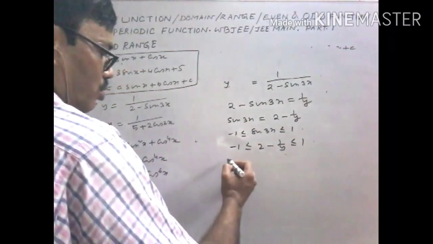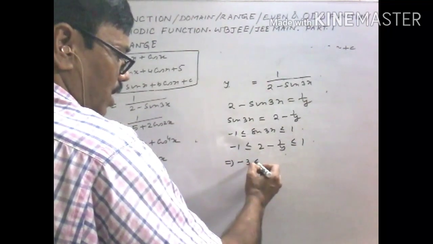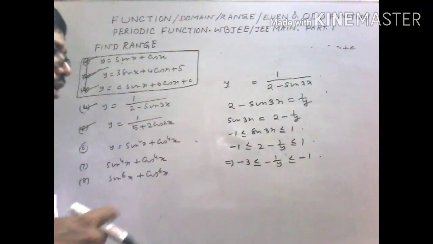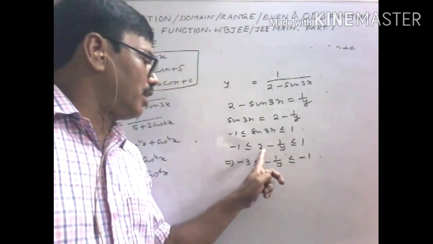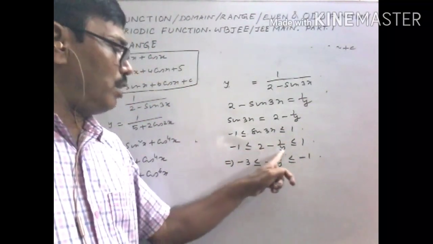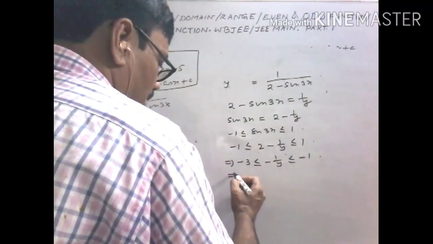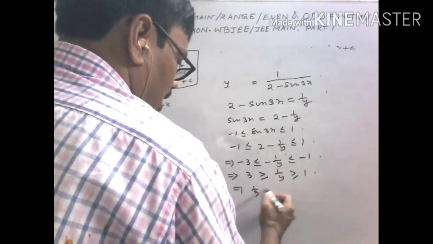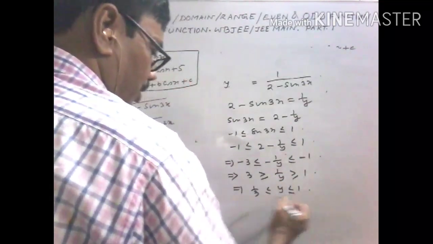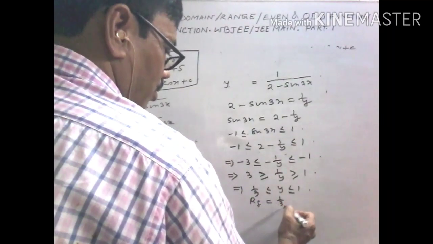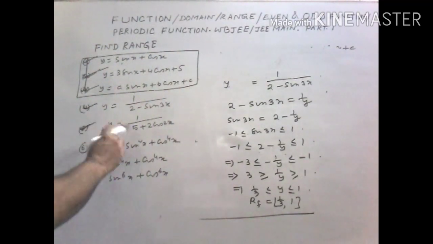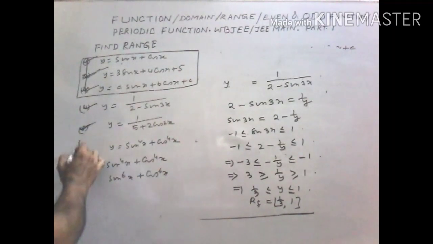So 2 minus 1 by y lies between minus 1 and 1. I add minus 2, so this is minus 3 lesser than or equal to minus 1 by y lesser than or equal to minus 1. Our aim is to get only the value of y. Then multiply by the negative sign, so the inequality changes. Then take the reciprocal of this. So what is the range of it? Look, the same range. So this is the general method. Now you can solve problem number 5 by the same method.